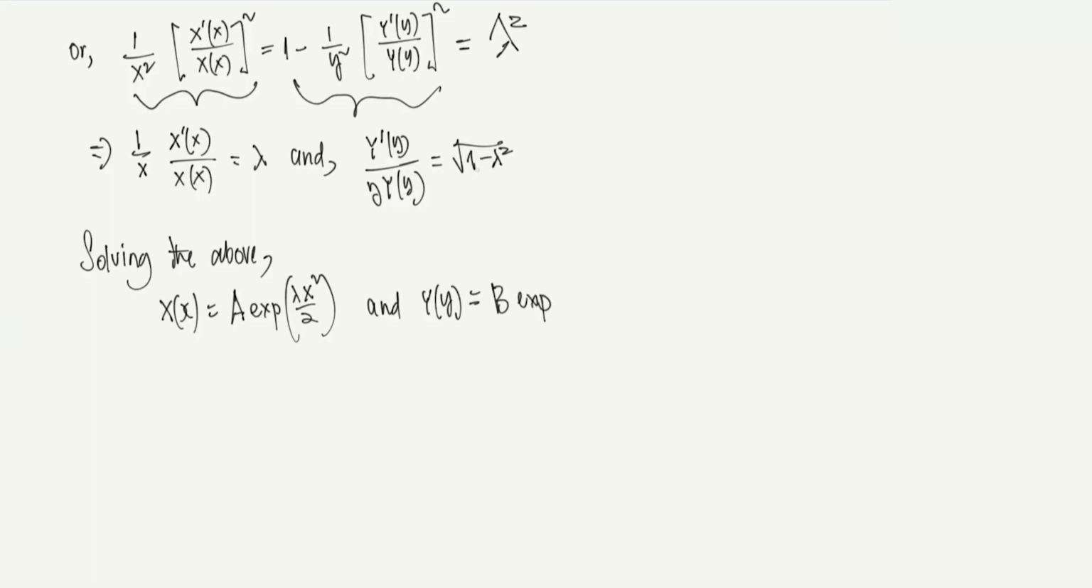Now, this root over 1 minus lambda square is basically a mu. You can think of it like this: y times root over 1 minus lambda square by 2. That's what you're going to get, where a and b are arbitrary constants. I hope this is clear.